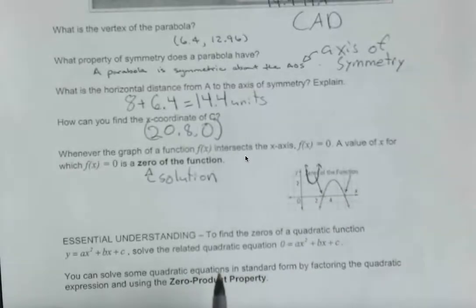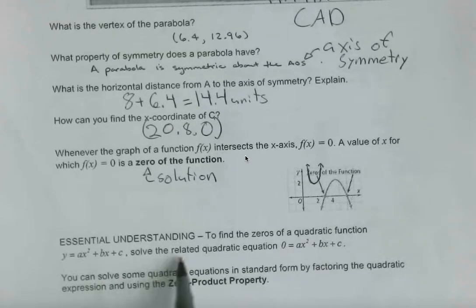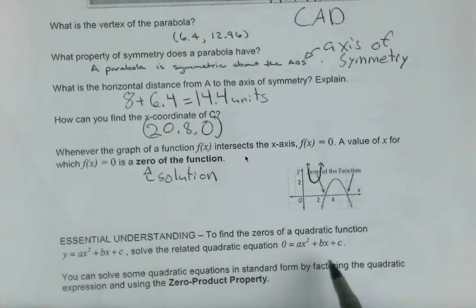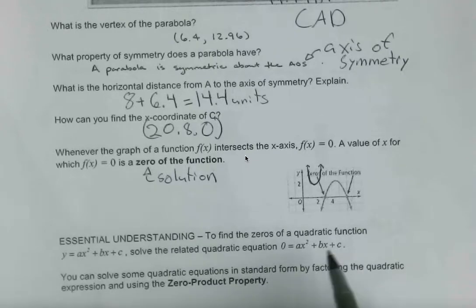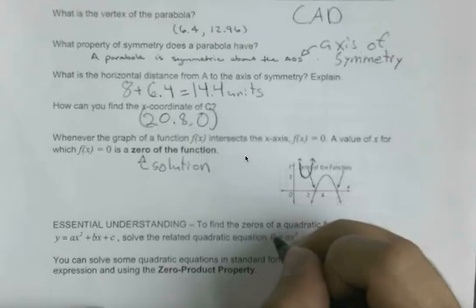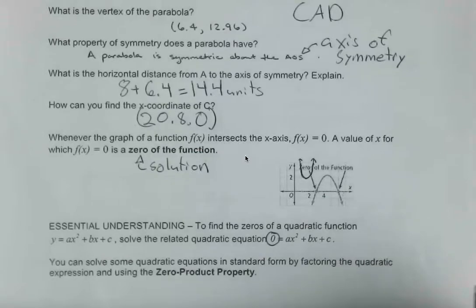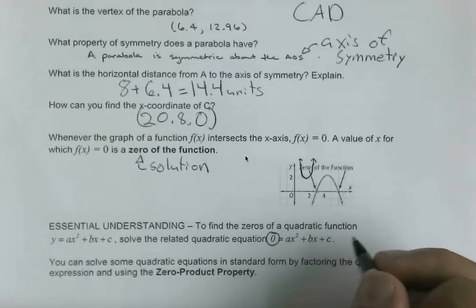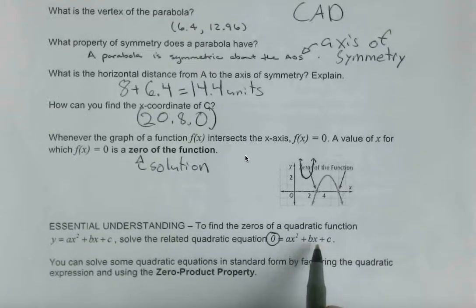To find the zeros of a quadratic function, solve the related quadratic equation where we pretty much have the trinomial, or what we're trying to factor, just set equal to 0. This is the reason that factoring kind of works, is because all the terms are on one side. We can then rewrite that accordingly.